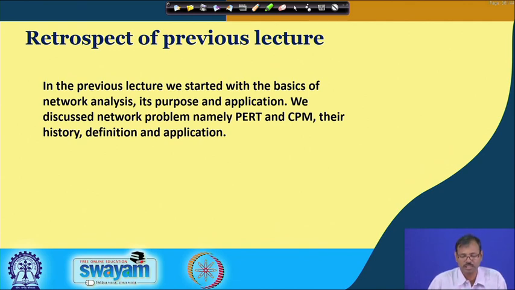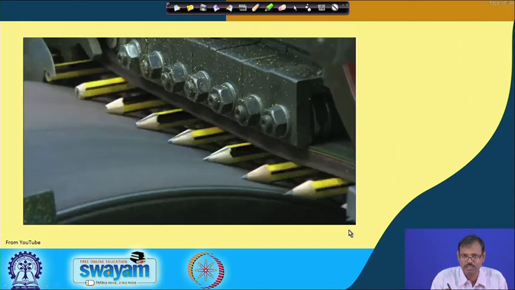You also know that this approach may be divided into two parts. One is the probabilistic approach, another is the deterministic approach. The probabilistic approach is called PERT, Program Evaluation Review Technique, and the deterministic approach is called Critical Path Method or CPM. Their history of development, definitions and applications were also discussed in the last class.